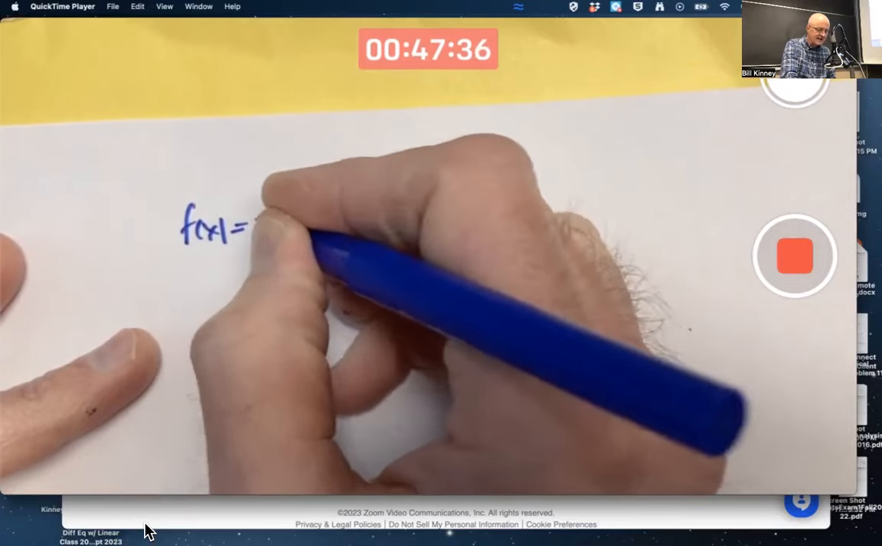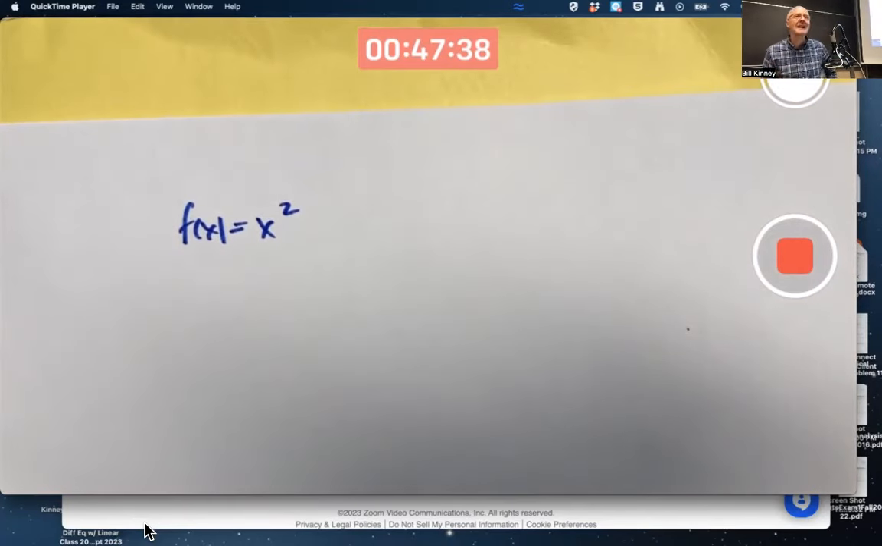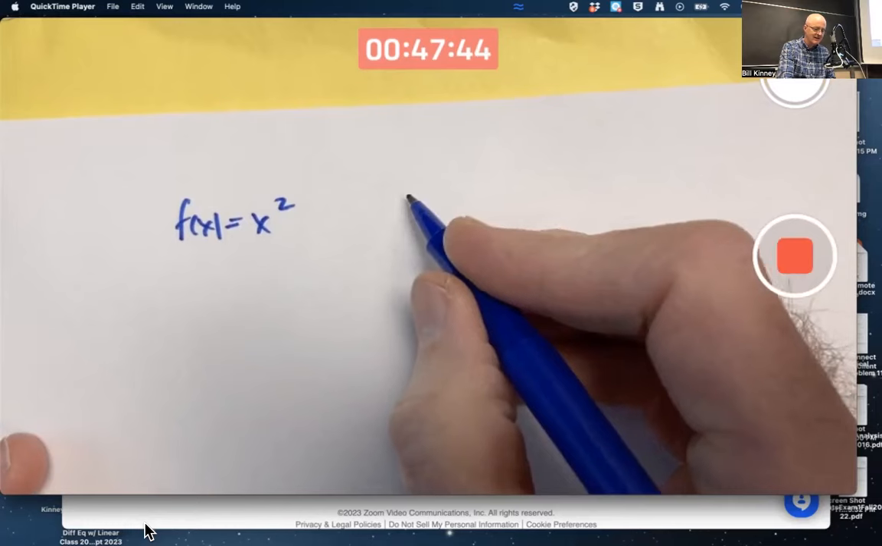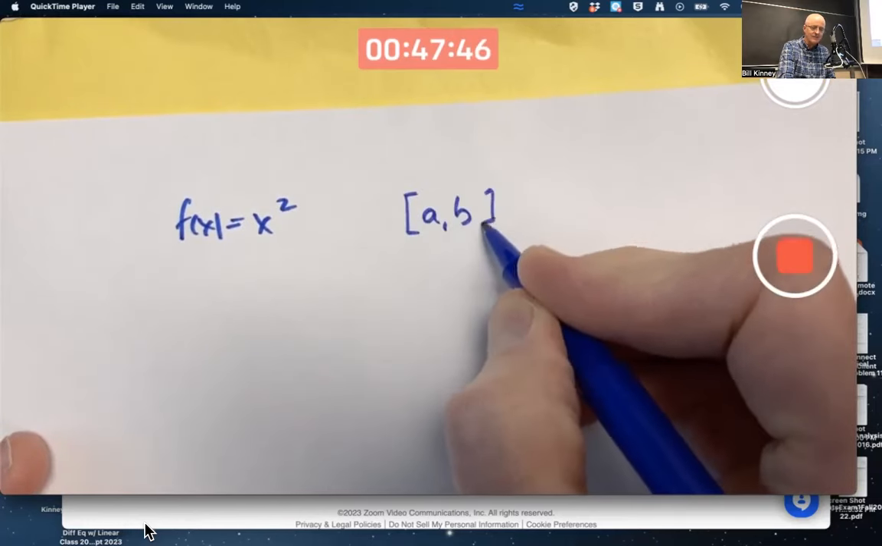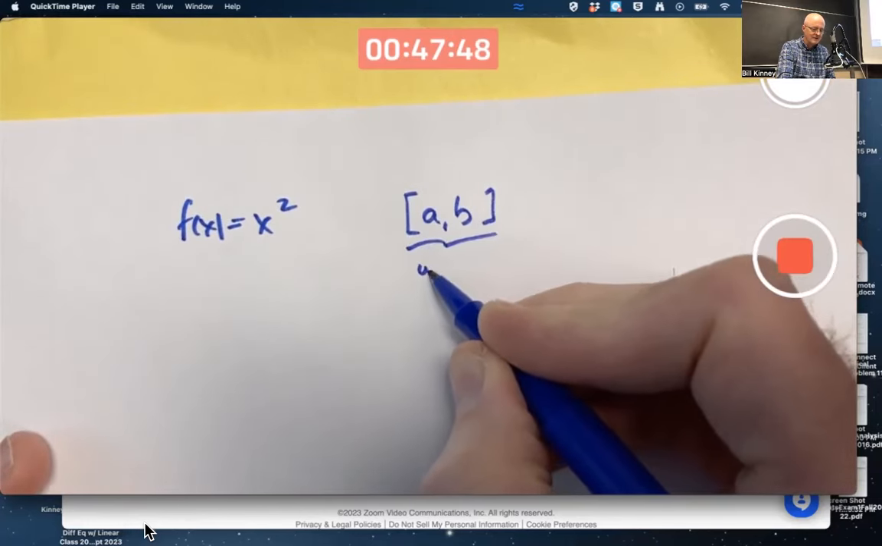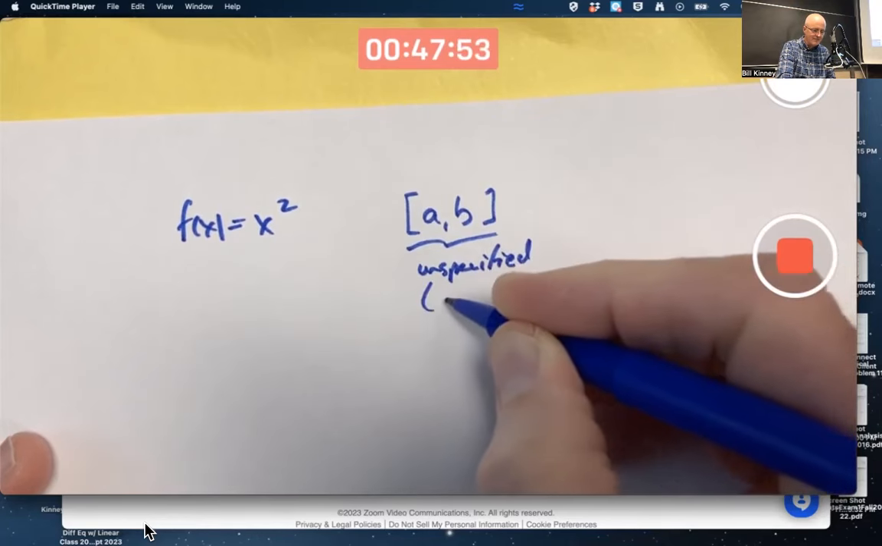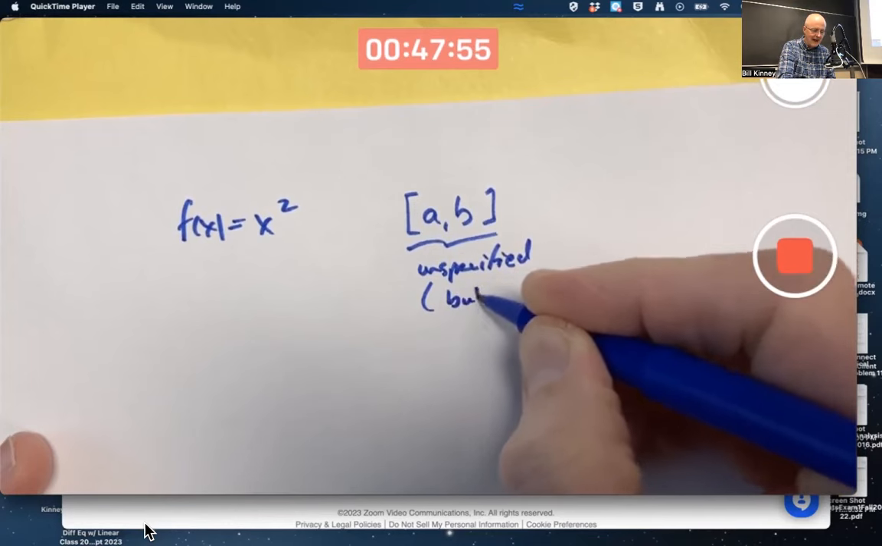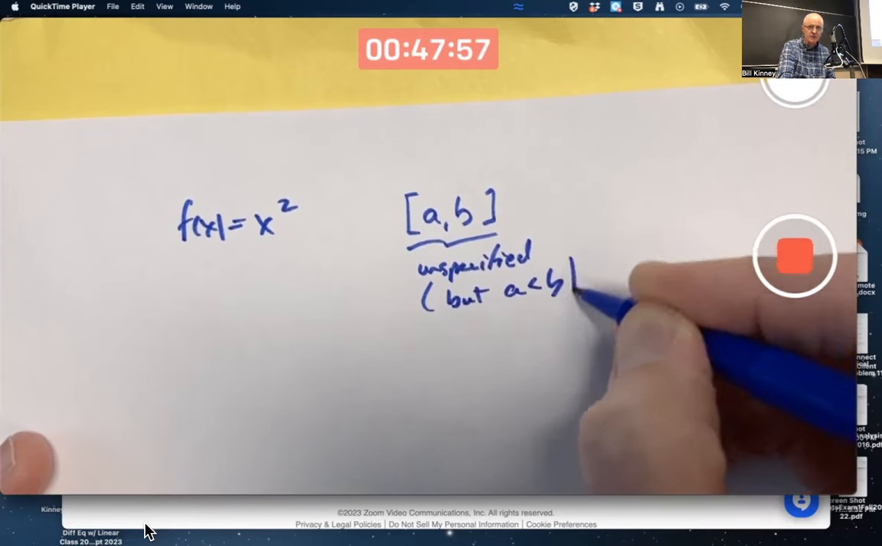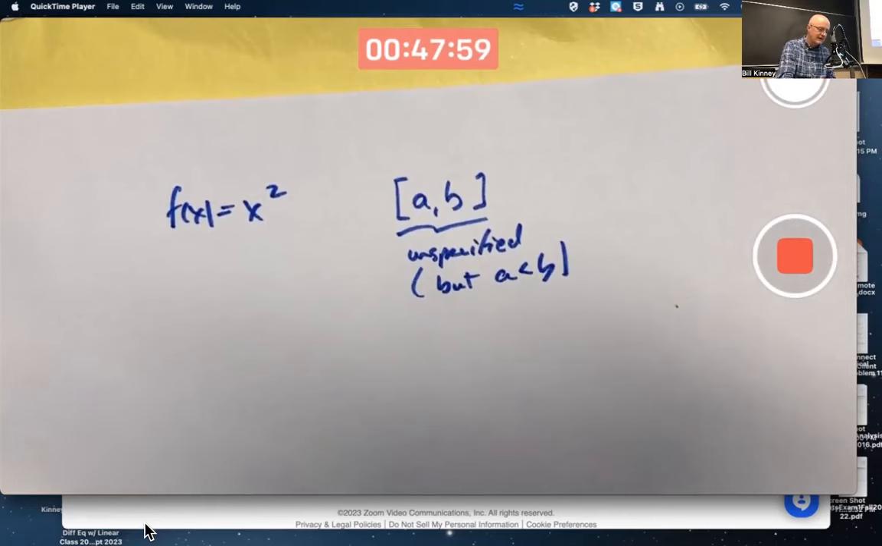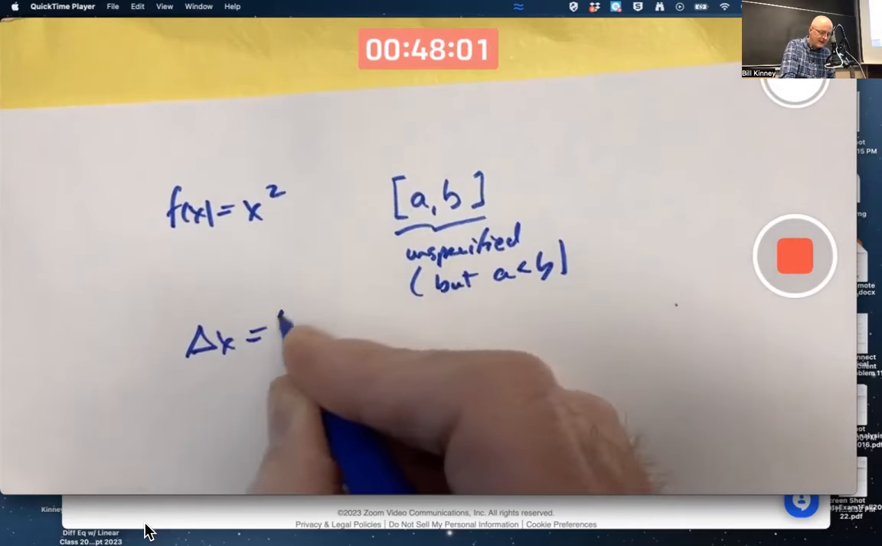Let's say our function is x squared, and let's not say what a and b are. Let's leave a and b unspecified, other than to say a is still less than b, otherwise I wouldn't write the interval. Delta x is still going to be b minus a over n.